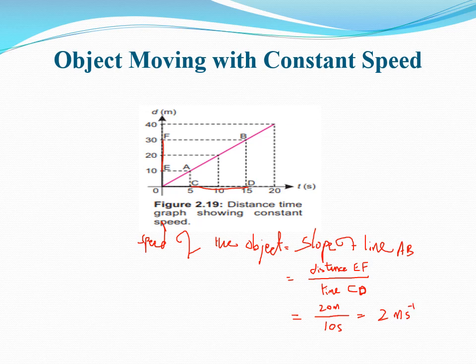So you see that we can find the speed with the help of a distance time graph. And how to get the speed? By just noting down the slope of the line in the graph. The slope of a distance time graph gives you the speed of an object.